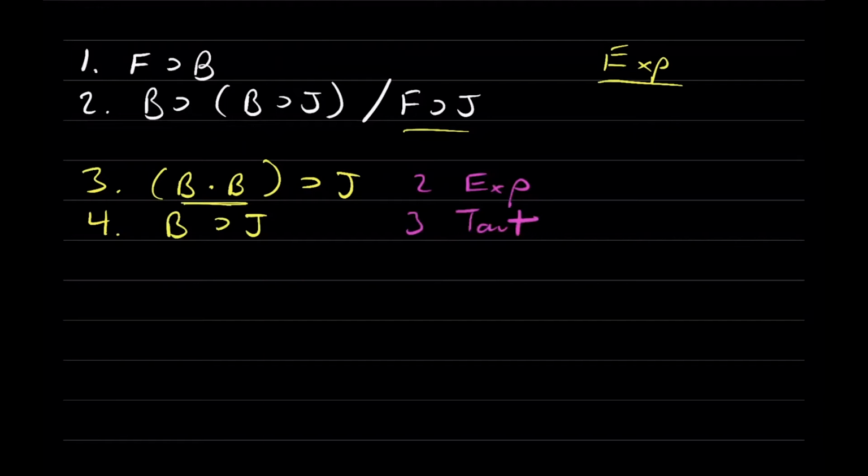And the rest of this proof should be really straightforward. Line 1 says that F implies B, but now our new line 4 tells us that B in turn implies J, with B being the middle term. So we know that F implies B, B implies J. That will give us F implies J, which is our conclusion. And that would follow from line 1 and line 4 by hypothetical syllogism.